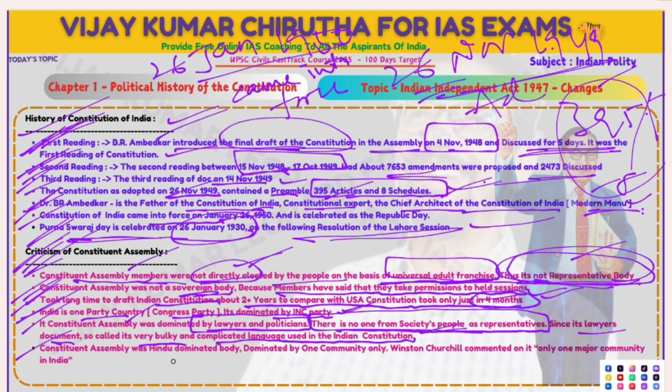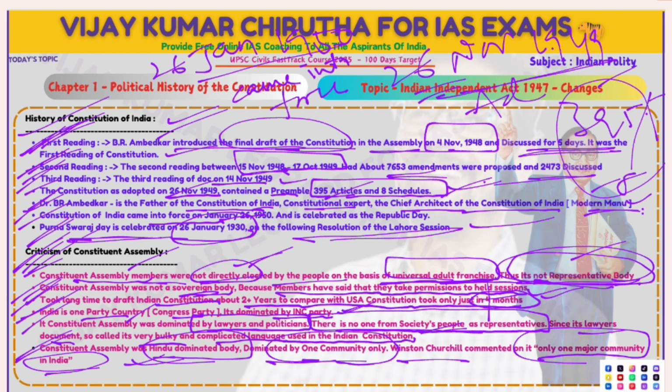The Constituent Assembly was a Hindu dominated body, dominated by one community only. Winston Churchill commented on it, saying there was only one major community in India. Let's see the next.